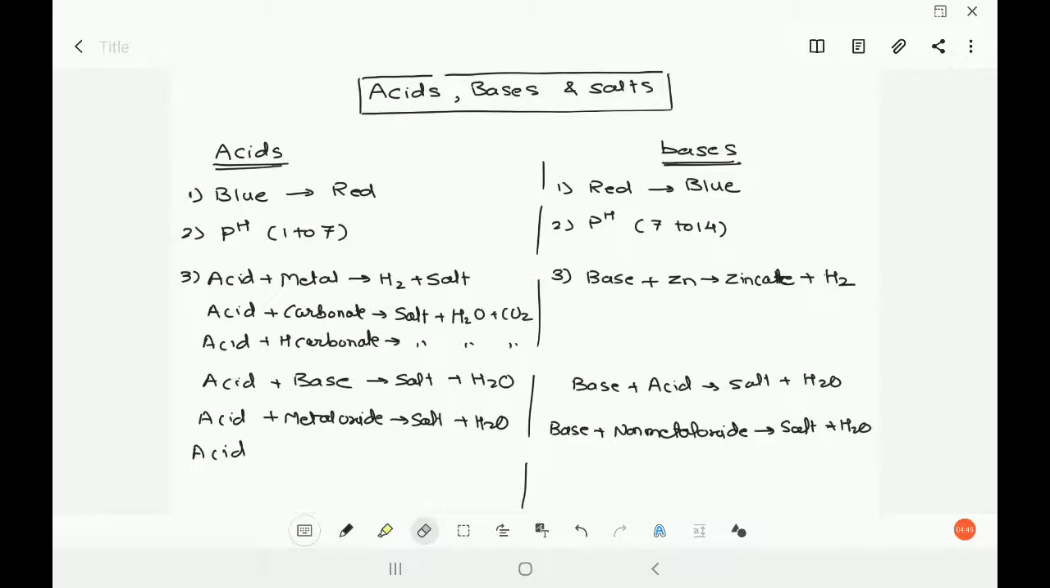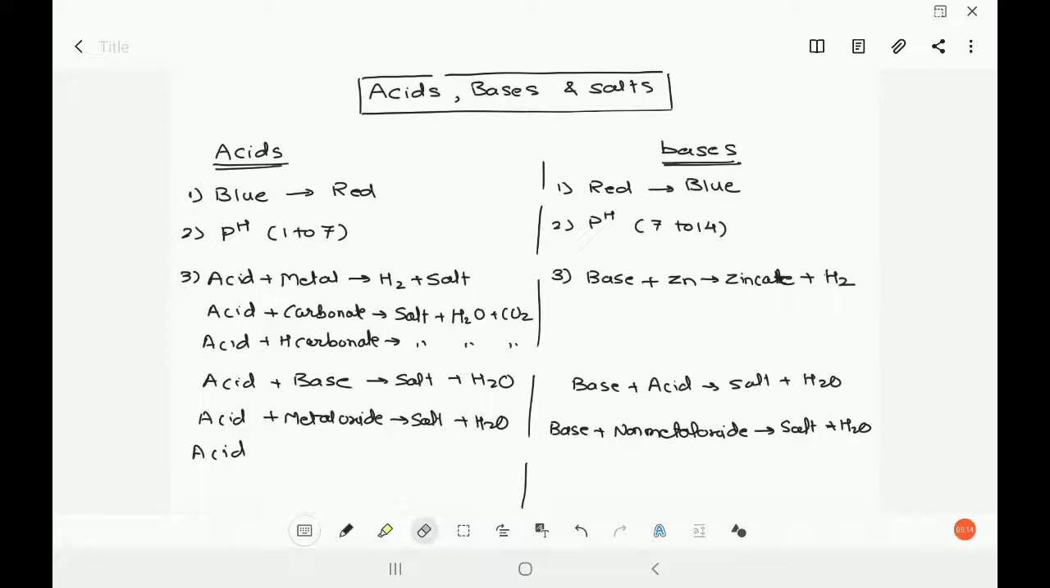If you want to see whether a particular substance is acid, you have to check with blue litmus paper. Okay, so if you put blue litmus paper in acid, it becomes red, and if you put red litmus paper in base, it becomes blue, right? Blue litmus paper turns red, it's an indication of acid, and red litmus paper turns blue, it's an indication of bases.